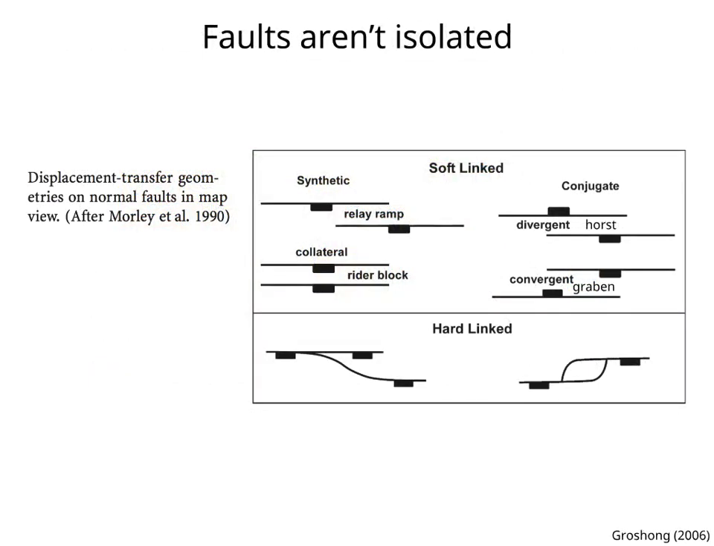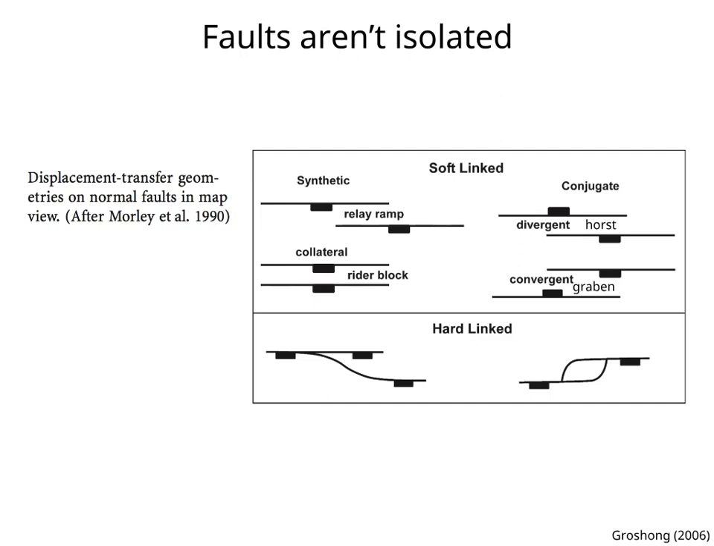Faults aren't isolated but they link. As a fault dies out, it usually transfers its displacement to another fault. Displacement transfer between faults is an important process in both map and cross-section. This figure shows the displacement transfer geometries on normal faults in map view.